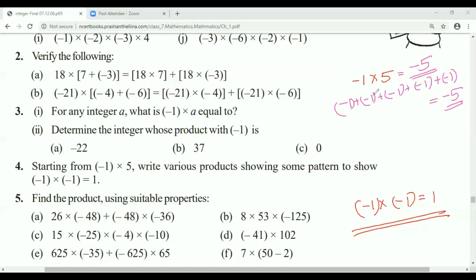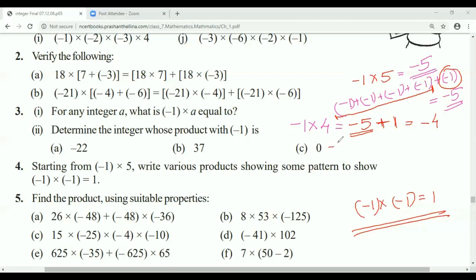Then, following the pattern, we have to arrive at negative 1 into negative 1. Now let's check what is next. Negative 1 into 4 is negative 4. How are you getting negative 4? You are adding 4 times negative 1, only this much. That's actually by taking negative 5 plus 1, just adding this positive 1 to cancel one negative 1. So the previous answer plus 1 gives negative 1 into 4, and the answer is negative 4.